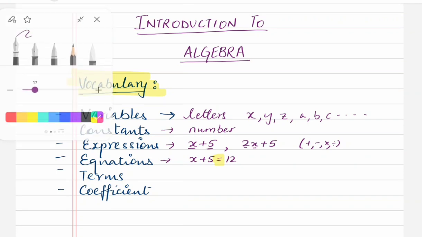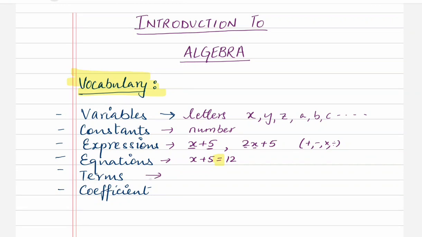Then let's talk about terms. Terms are the different sets of an expression. So like here, when you have x plus 5, your x and 5 are terms, right? If you have any other expression like 5x plus 30, these two are your terms, right?